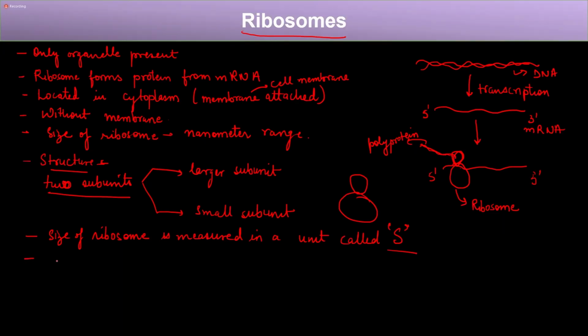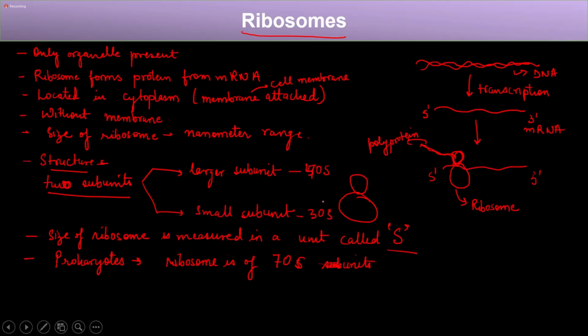So in bacteria or prokaryotes, the ribosome is of 70S units. Now, the larger subunit is 50S, and the smaller is 30S. Sorry, 50S and 30S. So the ribosome is made of two subunits, the smaller and the larger.